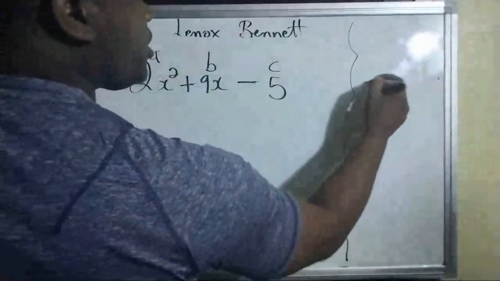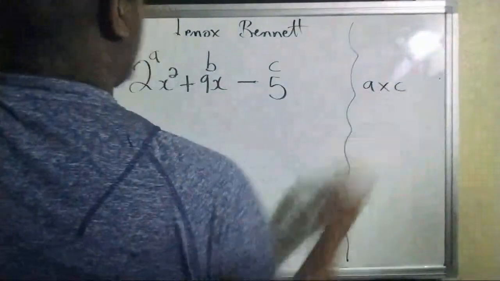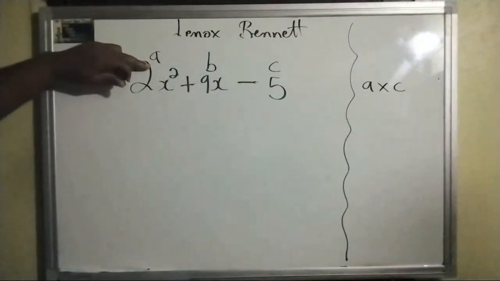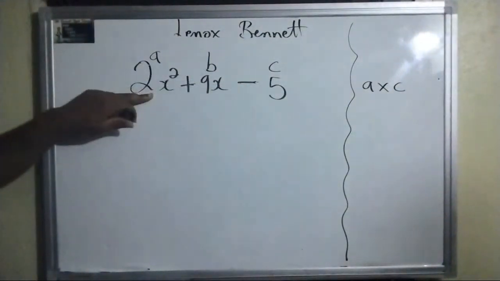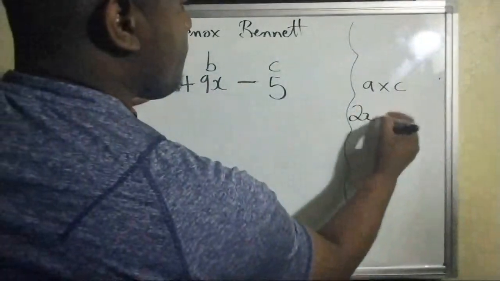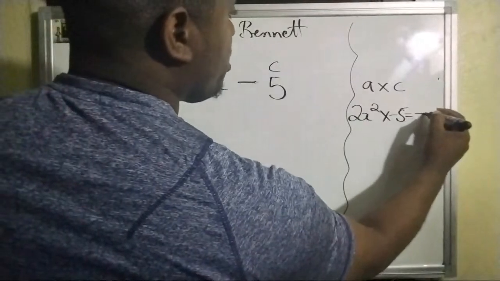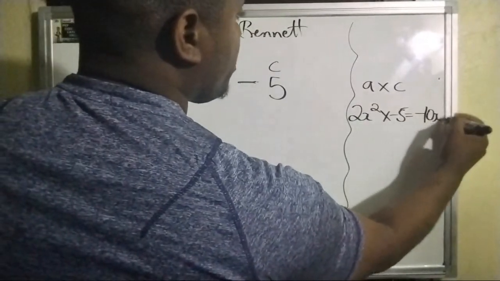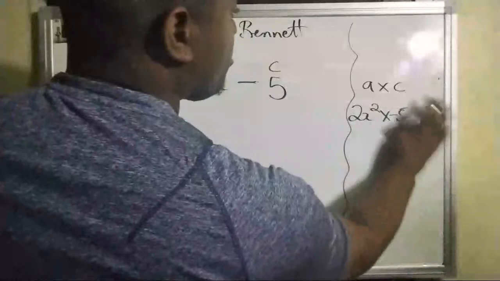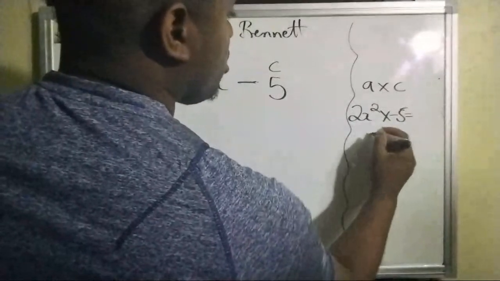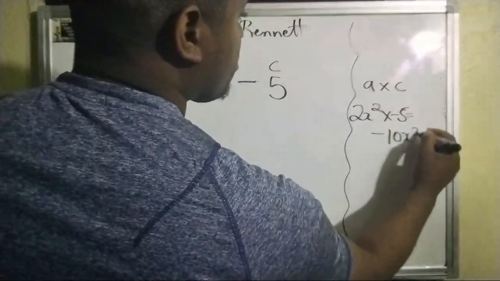So we say A times C, right? So it's the product of AC, so that's 2x squared times negative 5. And its sign is very important. That gives us negative 10x squared. Why am I telling you this? So this goes minus 10x squared.